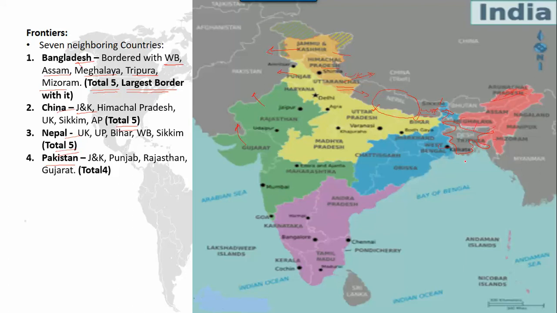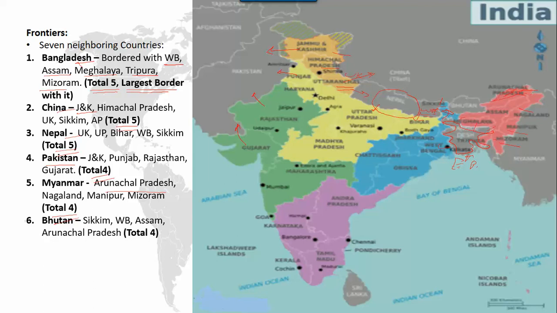Otherwise, at that time it was East Pakistan, Bangladesh, which is now, think people, what was the porousness of borders at that time, and if that had sustained till today, what would have been the condition. So with Pakistan we share total 4 states, and with Myanmar we are again having 4. What are they? Arunachal Pradesh over there, yes, Nagaland, Manipur, and Mizoram.